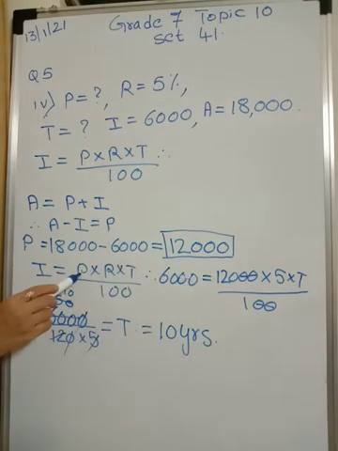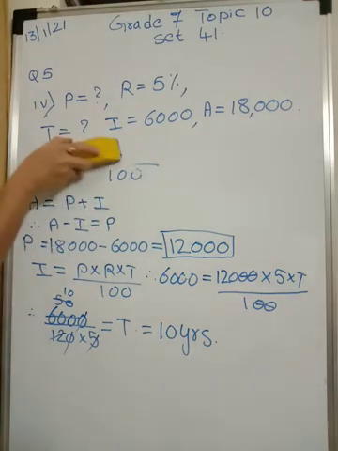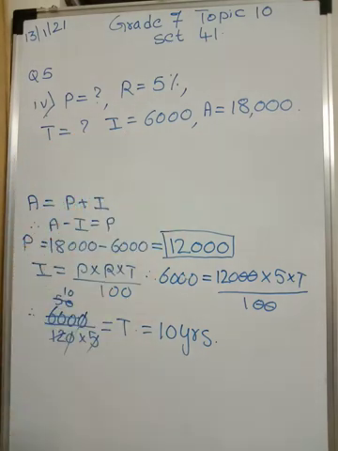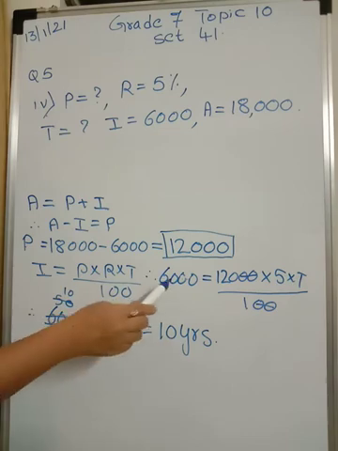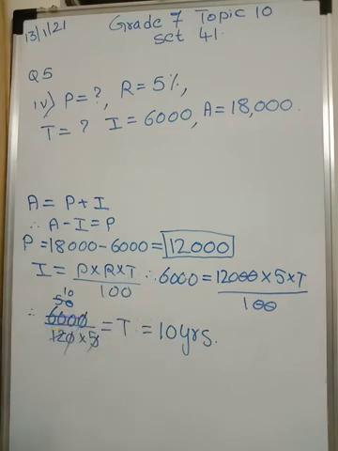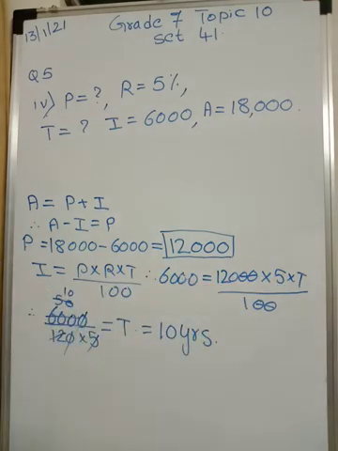Now using principal, rate and interest, you can find T. Now use the formula I is equal to P into R into T upon 100. First you find out principal using this formula, A is equal to P plus I. And then you find out interest, so P into R into T upon 100. Therefore 6000 is equal to 12,000 into 5 into T upon 100. Okay.